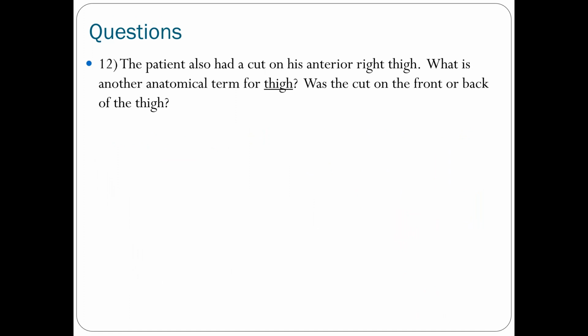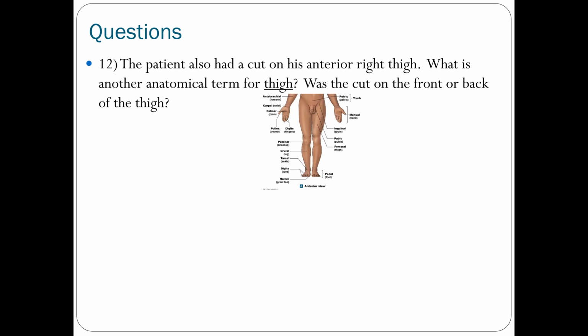Number 12, the patient also had a cut on his anterior right thigh. What is another anatomical term for thigh, and was the cut on the front or the back of the thigh? So to answer this question, we need to remember the different terms that we have to learn in this chapter. And you can see that if I look at this image from the textbook, femoral is another answer for thigh, highlighted in red there. So the answer to the first question would be femoral.